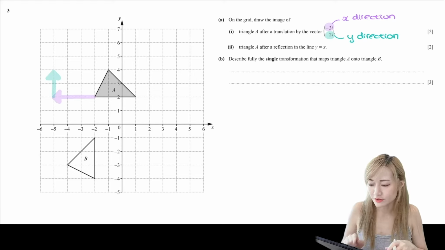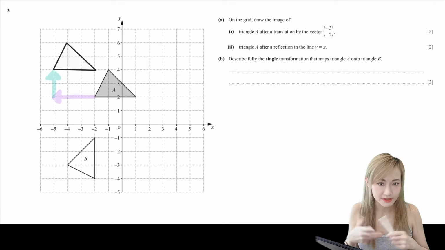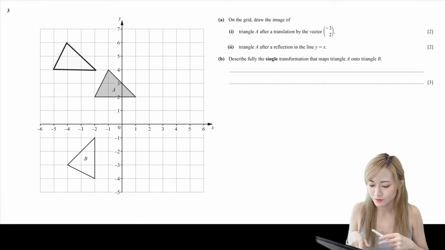And then we just need to move the triangle there. So the triangle is just going to be plopped right there. It's not going to be flipped. It's not going to be enlarged. It just needs to be moved to that position.